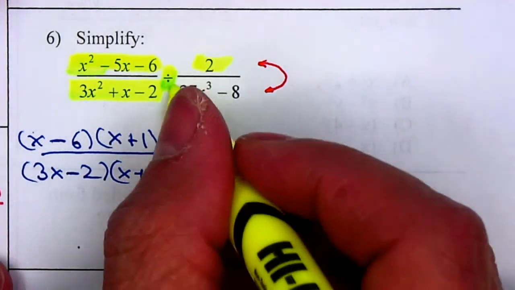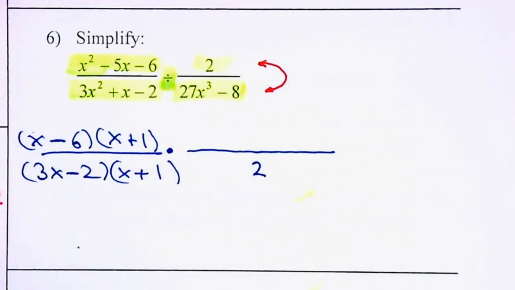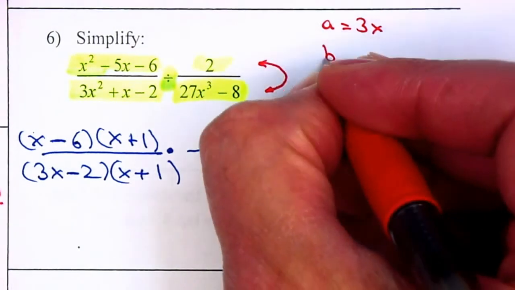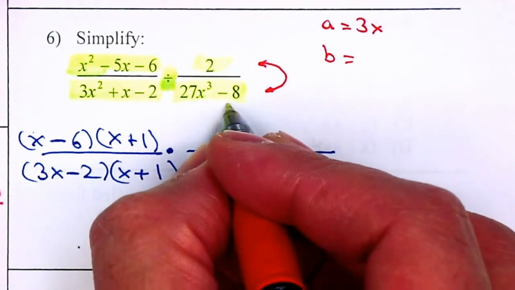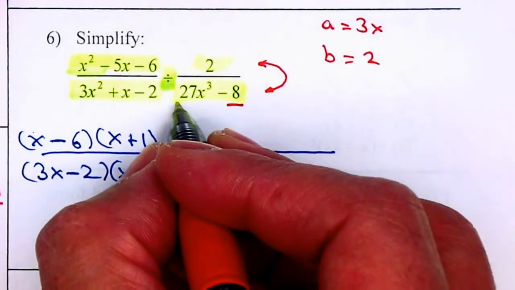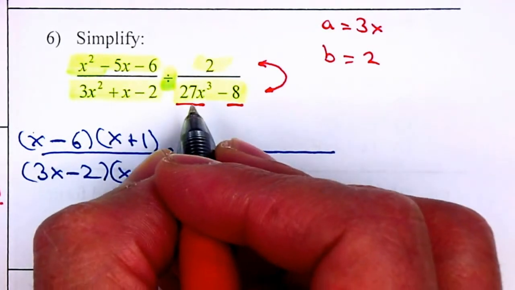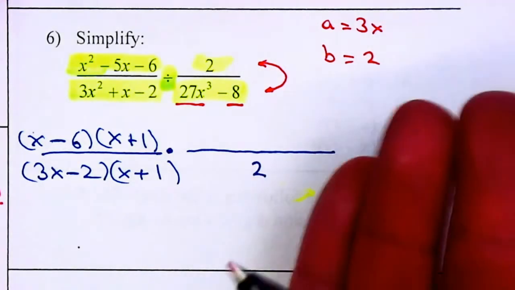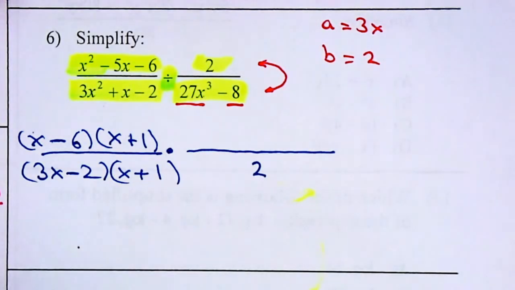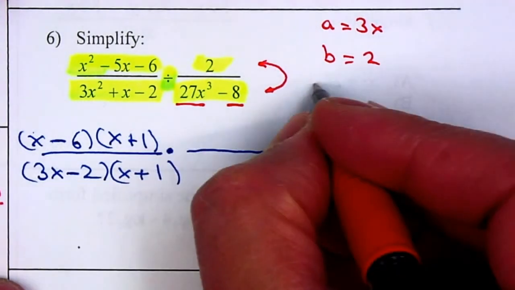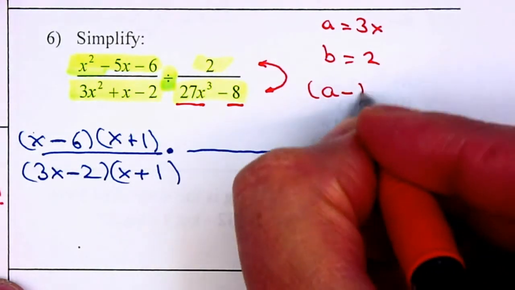You have to realize that 27x cubed minus 8 is the difference of two cubes. Therefore, your a value will be 3x. Your b value, I'm looking for a number that multiplied by itself 3 times gives you 8, will be 2. Remember, a number that multiplied by itself 3 times gives you 27x cubed will be 3x, because 3x times 3x will give you 9x squared, times 3x will give you 27x cubed. And all of you guys have memorized your formula. That's a minus. Therefore, my formula will have a minus b.